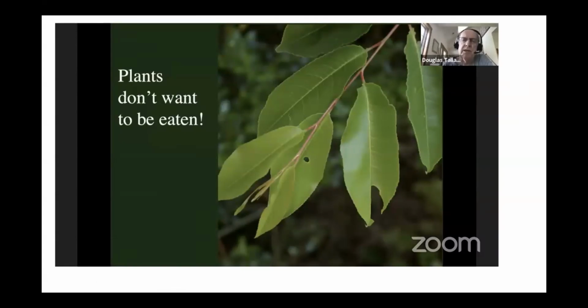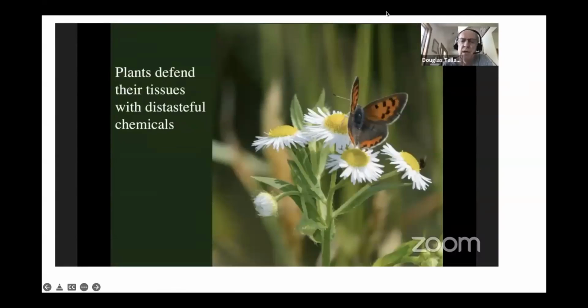So they have loaded them with nasty tasting compounds, secondary metabolic compounds that make those leaves either bitter or downright toxic. And it's a really effective defense that keeps most of the insects of the world from eating most of the plants of the world, which is why it's green out there. It's not because there are no insects out there that want to eat the plants. It's because most of the insects that are out there cannot eat most plants.